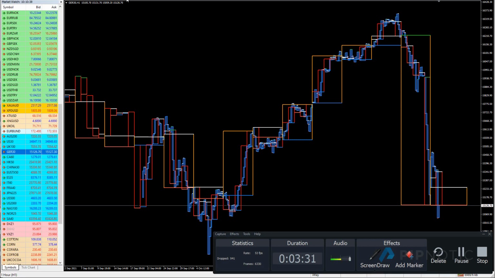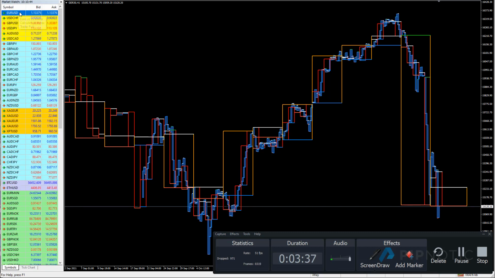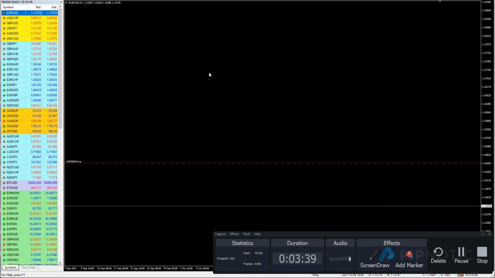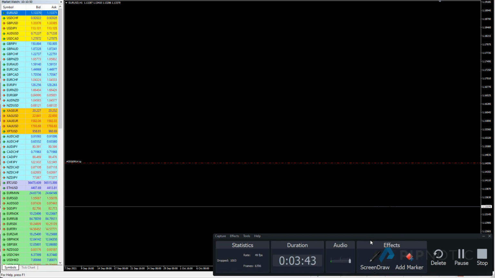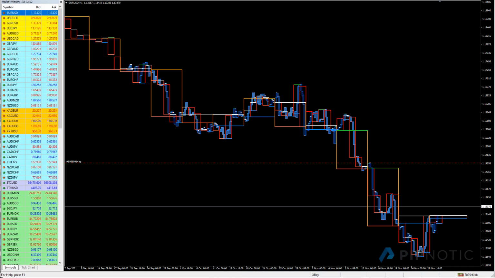My favorite time frame is actually the hourly. I'll leave it on the hourly, and then I just click through the pairs one by one. If we have a look at this one, this is the Euro American dollar. We'll see what this looks like quickly. Okay, it looks like this.